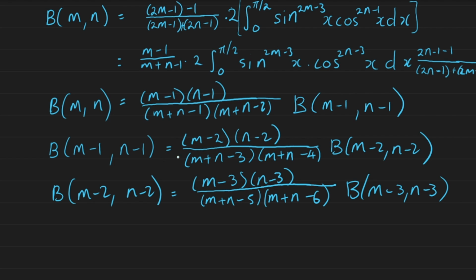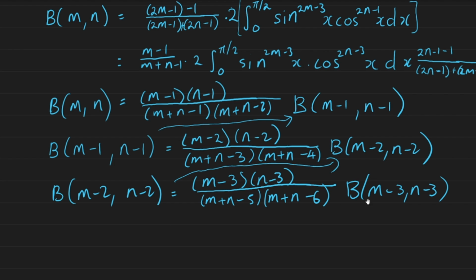So if we now take this beta of m minus 1 and n minus 1 and substitute it inside our first equation here, then essentially this entire term is going to be replaced there. And then in that term, we will have beta of m minus 2, n minus 2. And then in that term, we can replace this with this third equation that we have just written, and then we can put that in here.